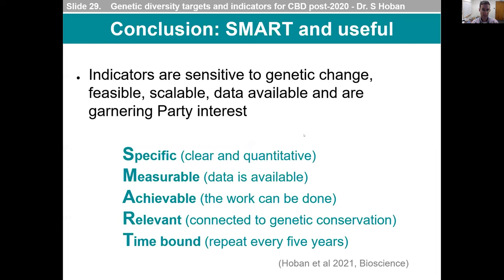I close by saying that the indicators are smart, specific, measurable, achievable, relevant, and time-bound. They are sensitive to genetic changes. They are useful, feasible, scalable, have data available, and are garnering party interest. And we'll see now in a few presentations from our participants, our colleagues, our partners, presenting their work in deploying these indicators. And first we will have Dr. Catherine Gruber from Australia.